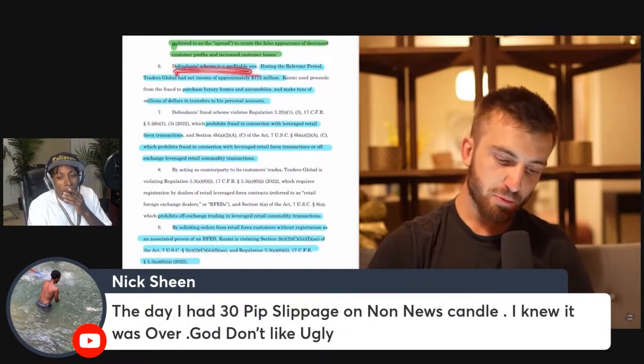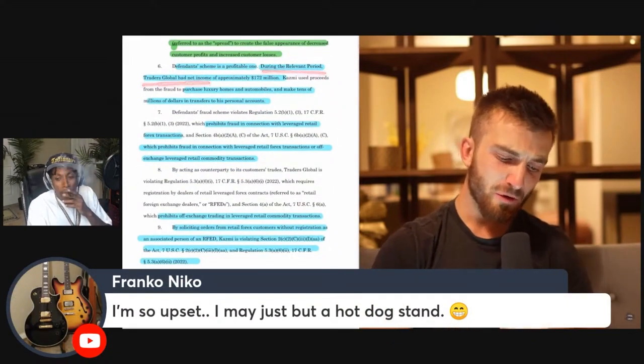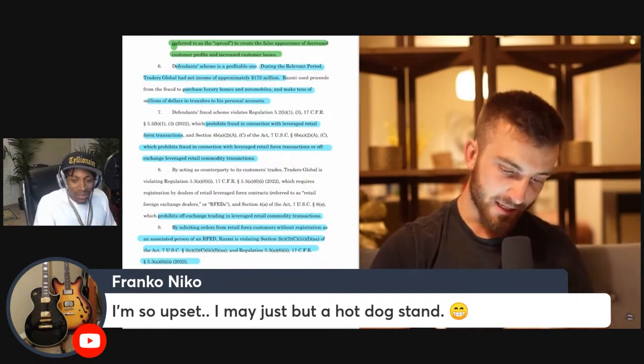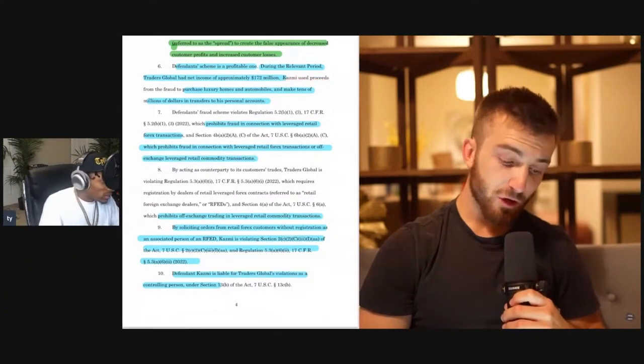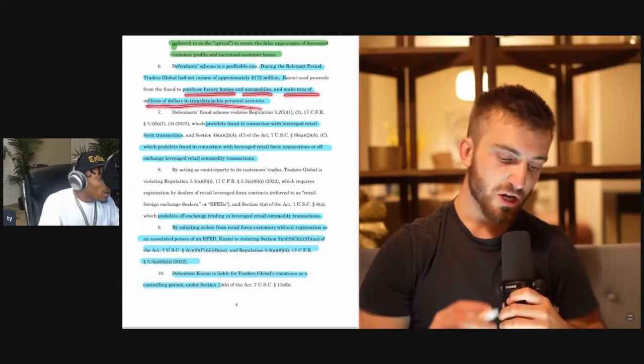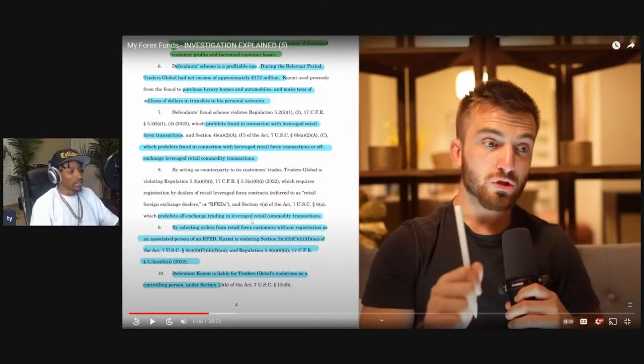The defendant's scheme is a profitable one. During the relevant period, Traders Global Group had a net income of approximately 172 million. Kazmi used the proceeds from the fraud to purchase luxury homes and automobiles, and make tens of millions of transfers to his personal account. He was also... And then this is all the shit where they wrote him up on. Bro, this situation is crazy. Yeah, that whole situation is crazy, y'all.